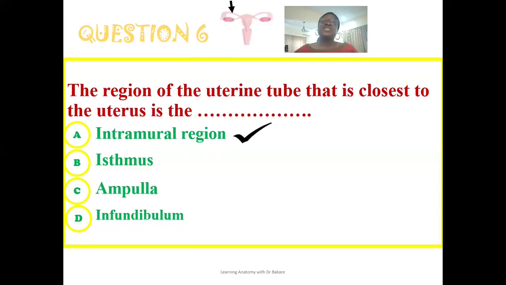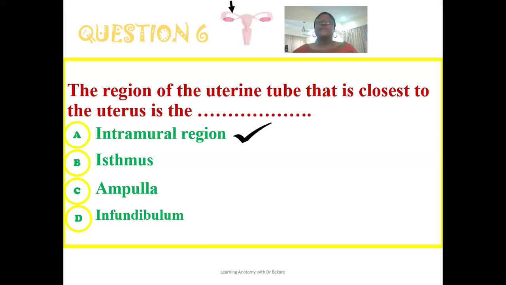The intramural region is the region of the uterine tube or the fallopian tube that is closely related to the uterus. As a matter of fact, it is through this region that the uterine tube would connect to the uterus. So this is the most medial region of the uterine tube, and it is this region that is closely related to the uterus.